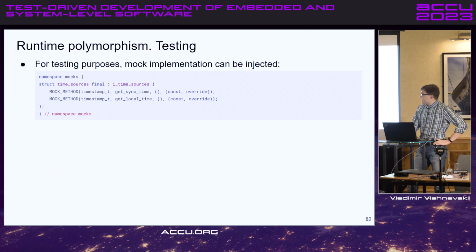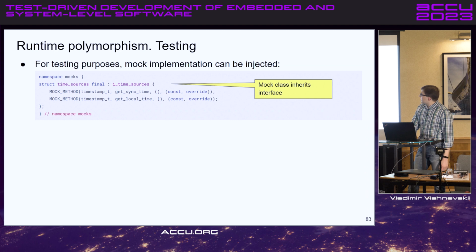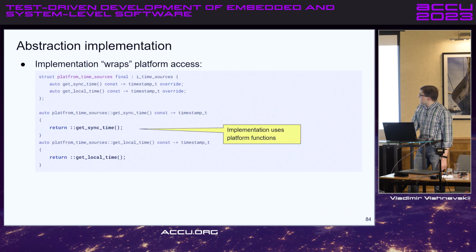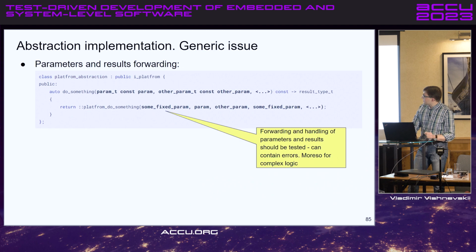We can then test it, because of course we can make a mock object based on this interface, just inheriting it. And then an interesting part is happening. Here we are implementing the code that is using the platform functions. Generally speaking, here it's trivial, but it can be something like this. So we have some function where we are passing some parameters.